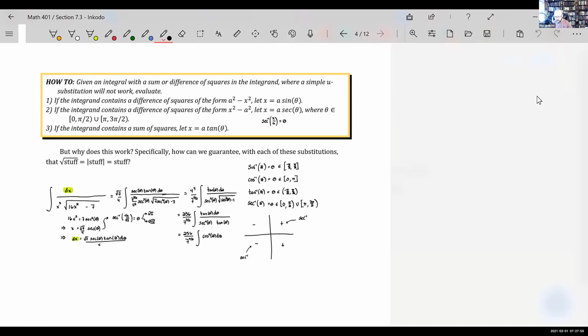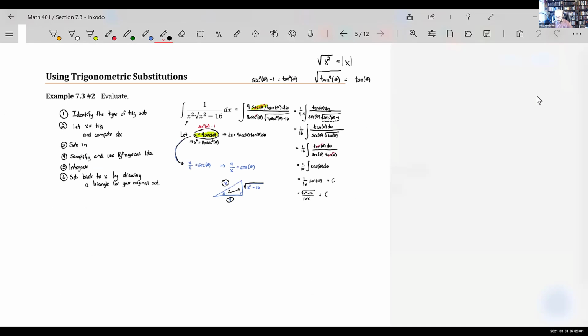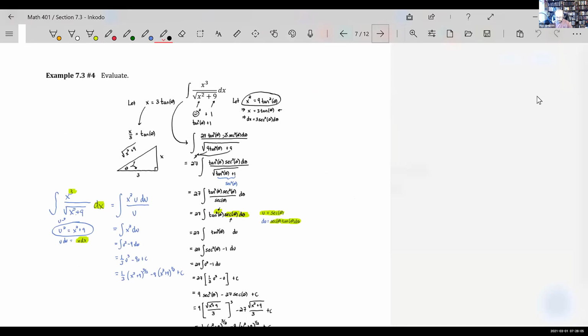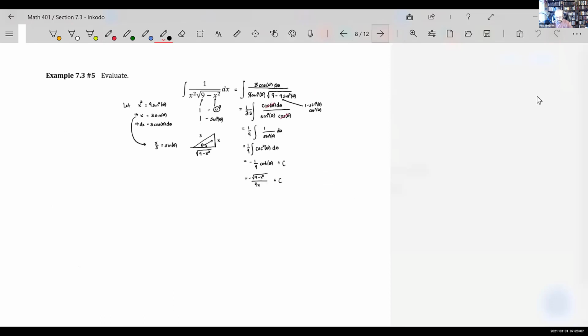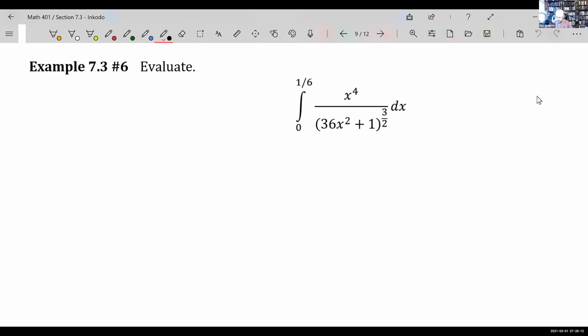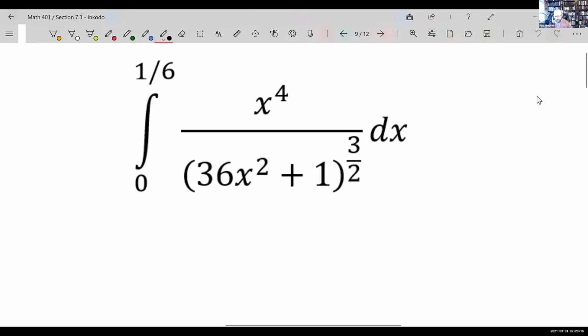And then we went through some examples. I'm just hopping through them to find out where we left off. We did quite a few examples, honestly. Okay, so this is where we left off. Example 6. Yeah, that's right. So let's go ahead and take a look at this.